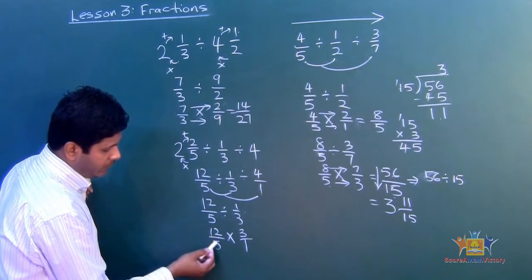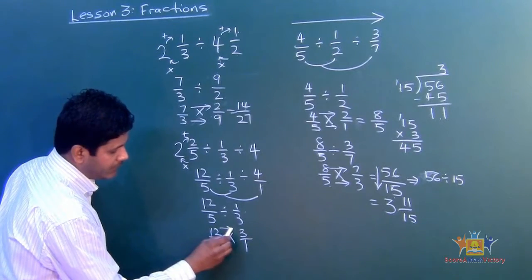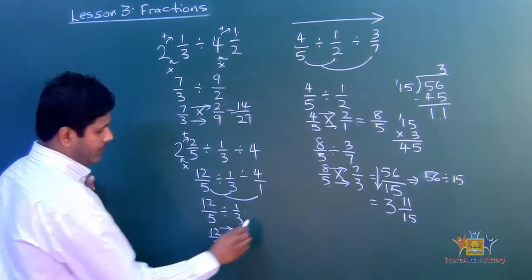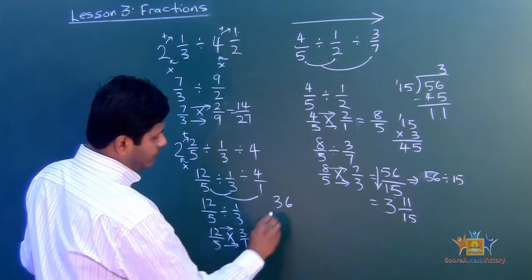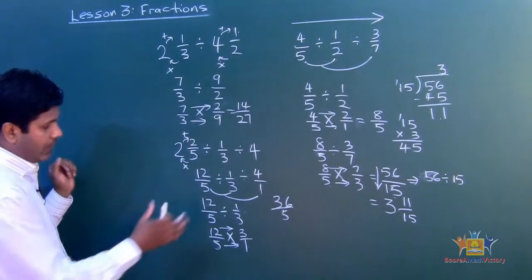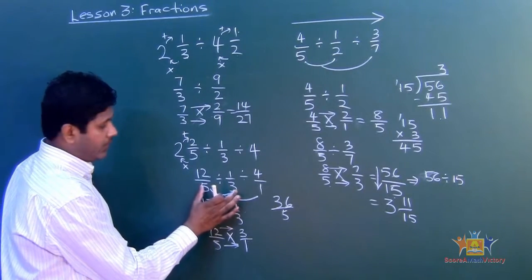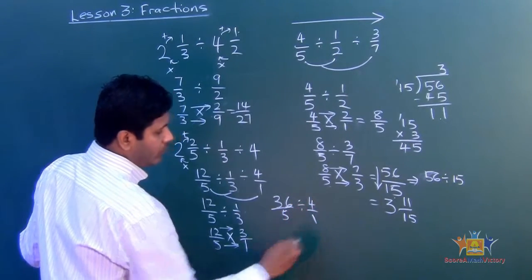Now see if you can simplify. 12 and 1, no. 5 and 3, no. 12 and 5, no. 3 and 1, no. Then I'm going to use the double arrow method and multiply them out. So that gives me 12 times 3 is 36. 5 times 1 is 5. Now I just completed this pair. I'm going to bring the 4 over 1 and divide that with 4 over 1.